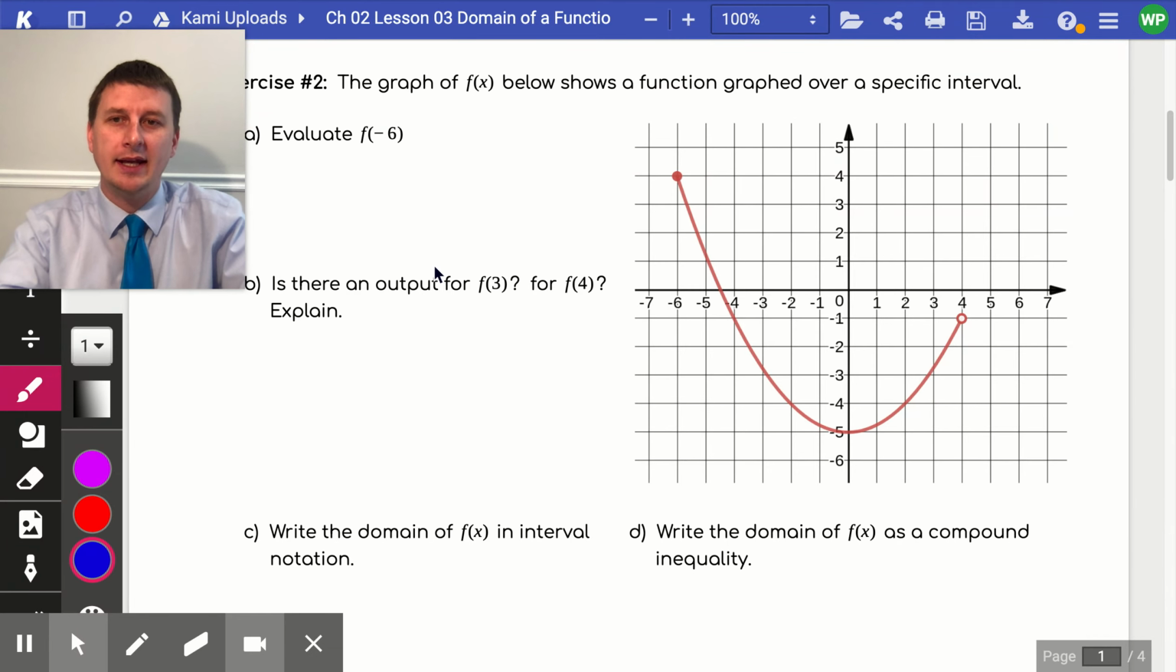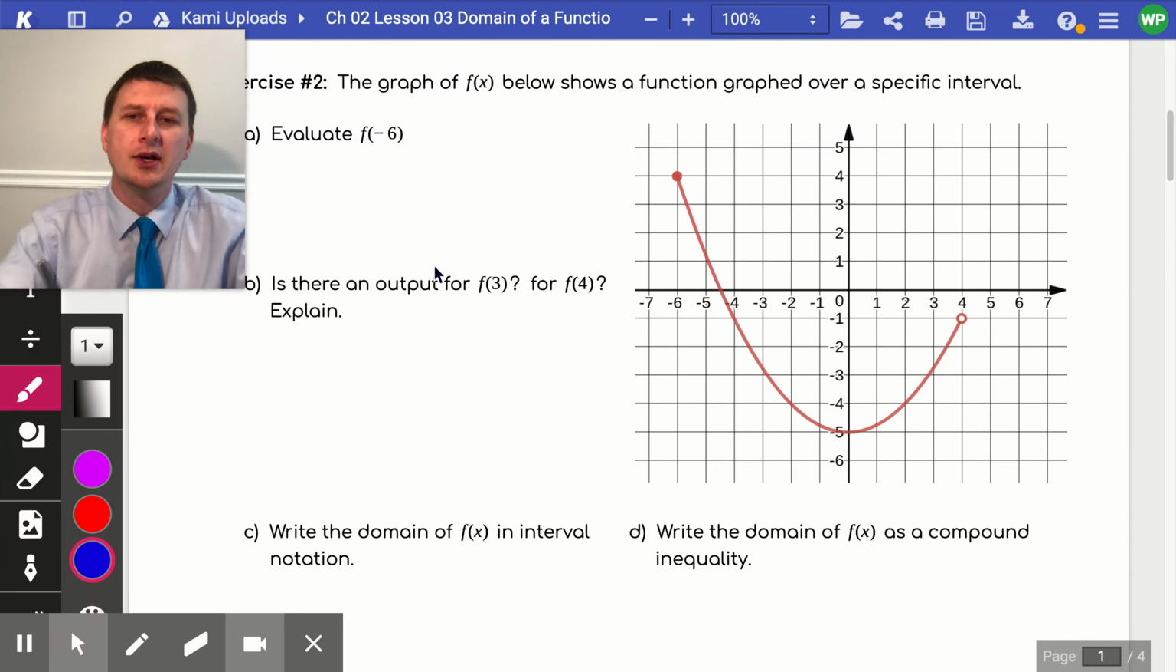Algebra 1. And in this video, we're going to be looking at exercise 2 in the lesson titled Domain of a Function. And we're going to be looking at the domain of a function that looks like the one in the graph. It tells us that the graph of f of x below shows a function graphed over a specific interval. First thing we want to do is remember that we know how to evaluate a function based on a graph.